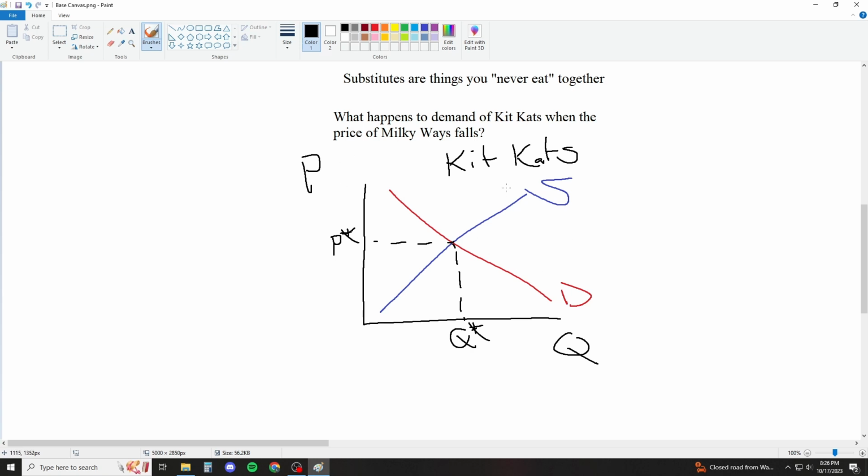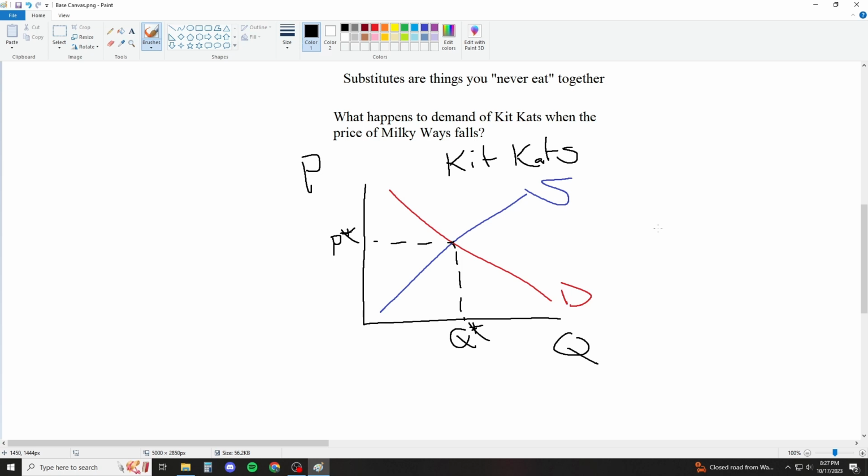But so what happens here? Well, let's say that you can buy a Kit Kat or you can buy a Milky Way. If the price of Milky Way goes down, well, are you going to buy more or less Kit Kats? Another way to ask this is if the price of Milky Ways goes down, do you buy more or less Milky Ways? You're going to buy more Milky Ways. Well, if you only have a $10 allowance, are you going to have more or less money spent on Kit Kats? You're going to have less spent on Kit Kats.